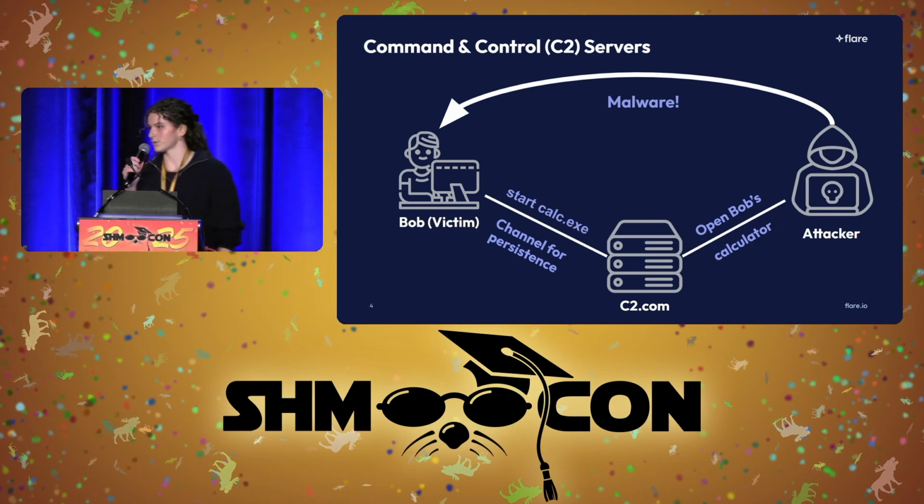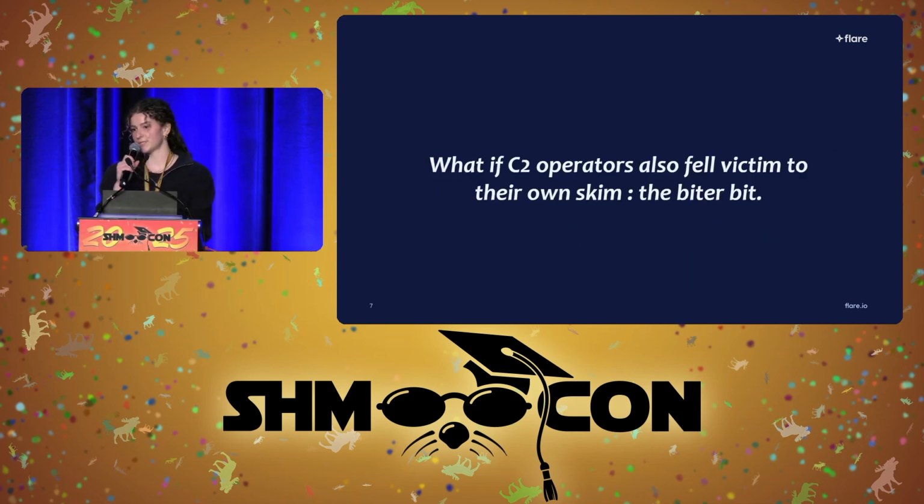What I want you all to remember from that is that a C2 is a web server, something that you access on the web, meaning that when an attacker is infected by a Stealer, the C2 server will show in the Stealer log, and then we can see it. And that's what we want to leverage, to see if C2 operators also fell victim to their own schemes. Basically, the biter bit.